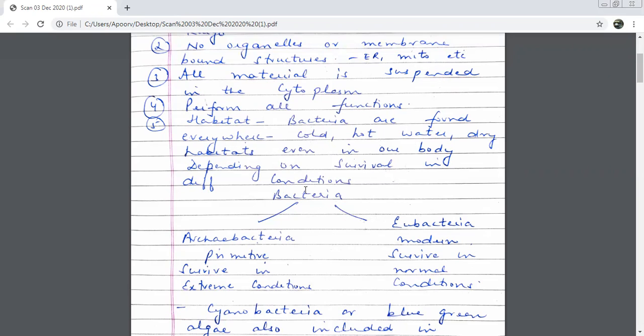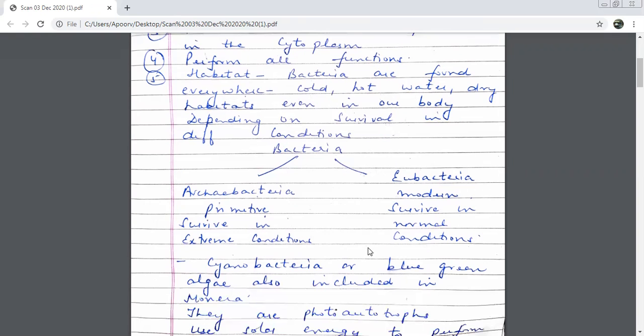Depending upon the survival in different conditions, bacteria are of two types. This I had already done with you yesterday. Archaebacteria, that is the primitive ones, can survive in extreme conditions, and eubacteria, which are the modern ones, can survive only in normal conditions. If we take them to extreme conditions, they die. They cannot survive extreme cold, heat, salinity, acidic medium, or extreme basic medium. If the conditions are normal, suitable for them, the eubacteria will survive. But Archaebacteria, the primitive ones, can survive in extreme conditions.